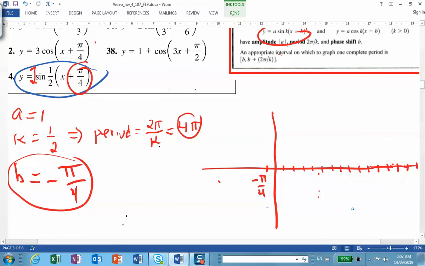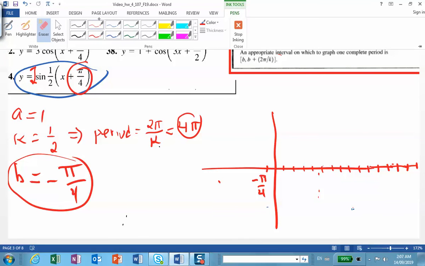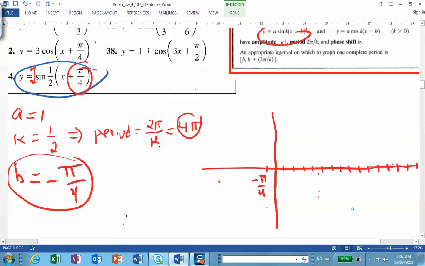Now the amplitude is 1, so it goes between 1 and -1. So this is +1 and this is -1. And what you see here is your minus pi over 4 plus 4 pi, which incidentally means 15 pi over 4. We have to take one of these sine curves and fit it in there.